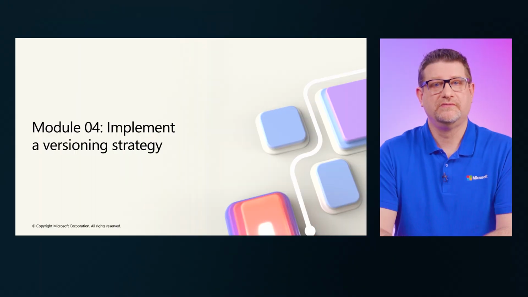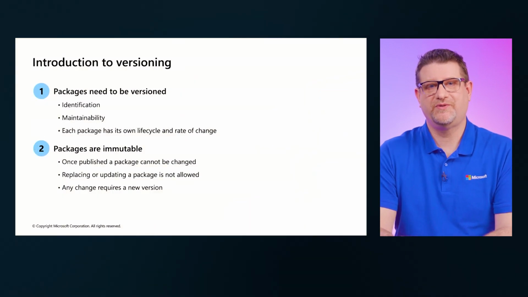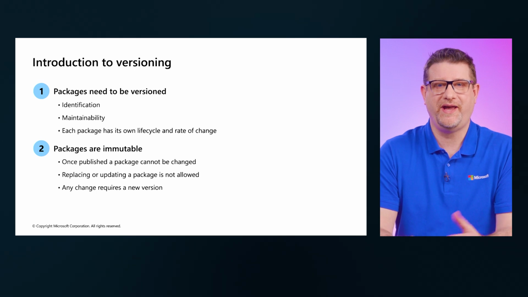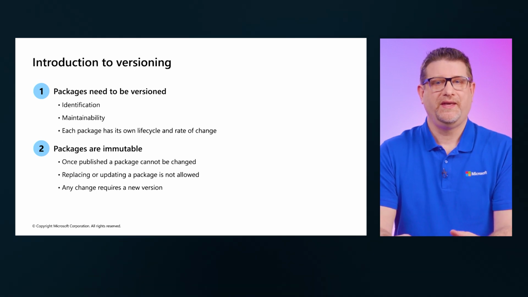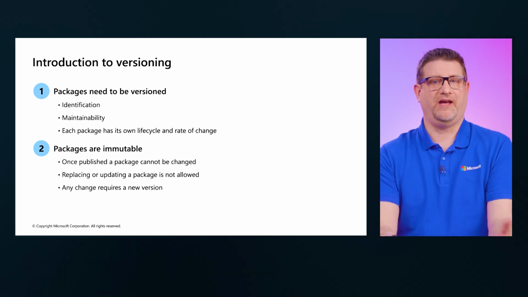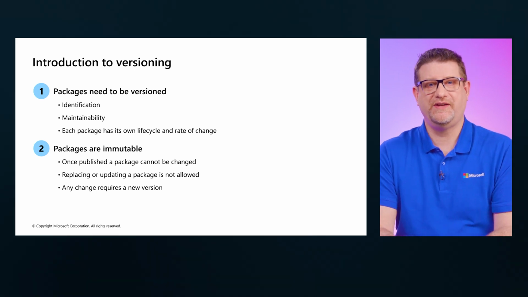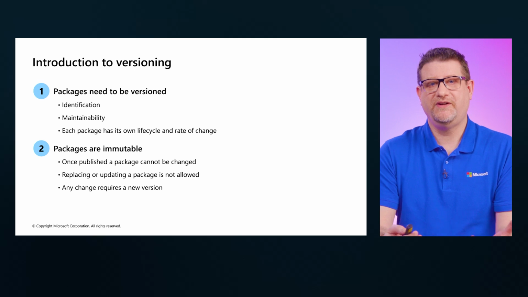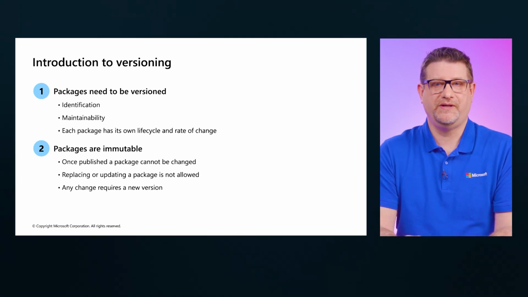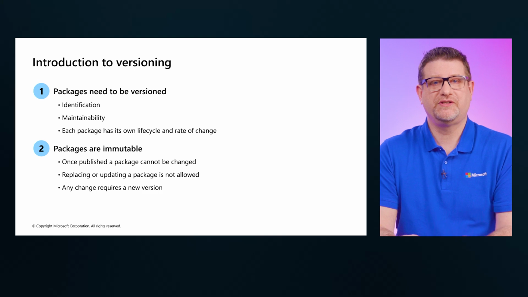Packages are versioned, so let's talk about versioning strategy. Versioning is a fundamental practice in software development that helps teams keep track of changes to packages and components over time. Each package is assigned a unique version number, which makes it easy to identify, maintain, and update as the software evolves. This is especially important because every package has its own lifecycle and rate of change. Some may be updated frequently, while others remain stable for long periods. By using clear versions, developers can ensure that their application uses the correct compatible components, reducing the risk of unexpected issues when new features or fixes are introduced.